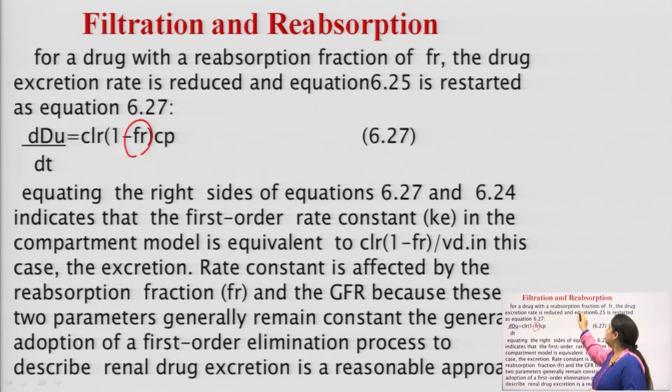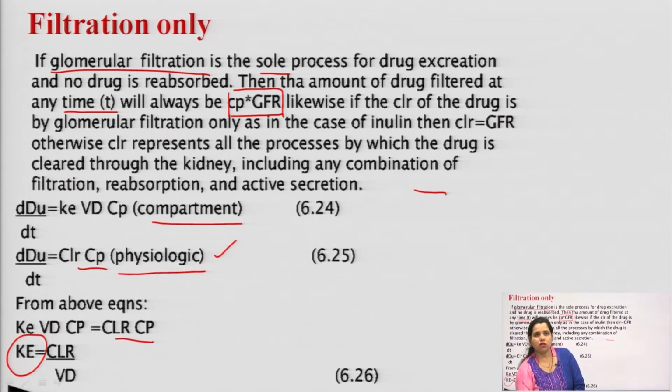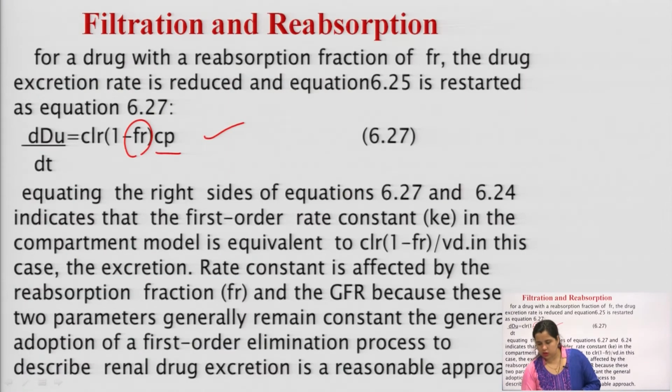Fr represents the reabsorption fraction, the drug reabsorption fraction, and then the plasma concentration. So, the right side of this equation, which is the first equation, and the last equation, the right side of equation 1 and 4 indicates that the first order rate constant in the compartment model is equivalent to CLR.